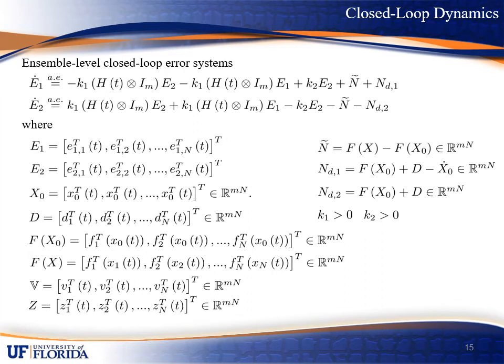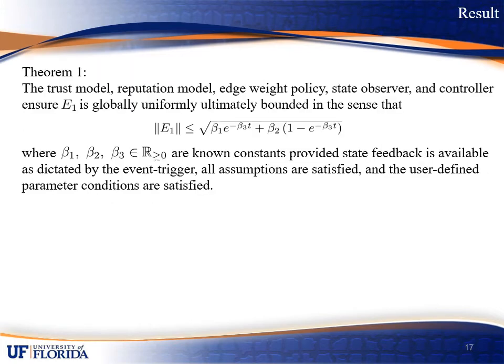The ensemble-level closed-loop error systems are presented here by E1 dot and E2 dot, where the stacked vector systems are presented here. We now arrive at the main result of the paper, which states that the trust model, reputation model, edge weight policy, state observer, and controller ensure that the multi-agent system formation, control, and leader tracking error is globally uniformly ultimately bounded in the sense provided here. Provided state feedback is available as dictated by the event trigger, all assumptions are satisfied, and the user-defined parameter conditions contained within the paper are satisfied.